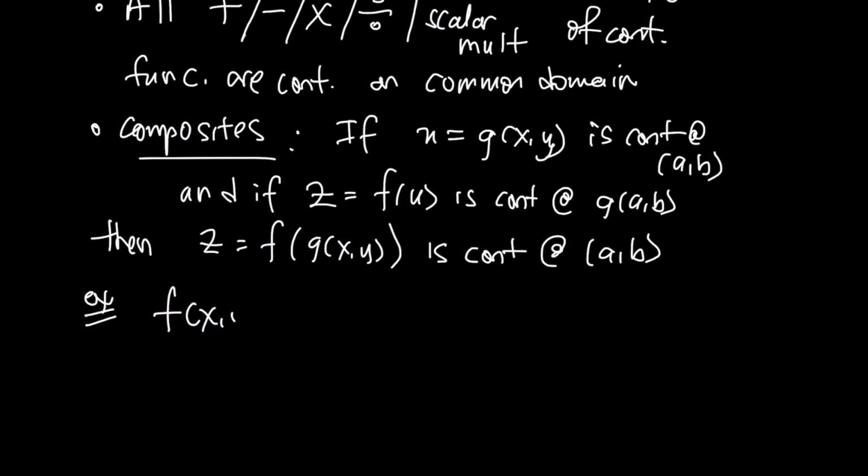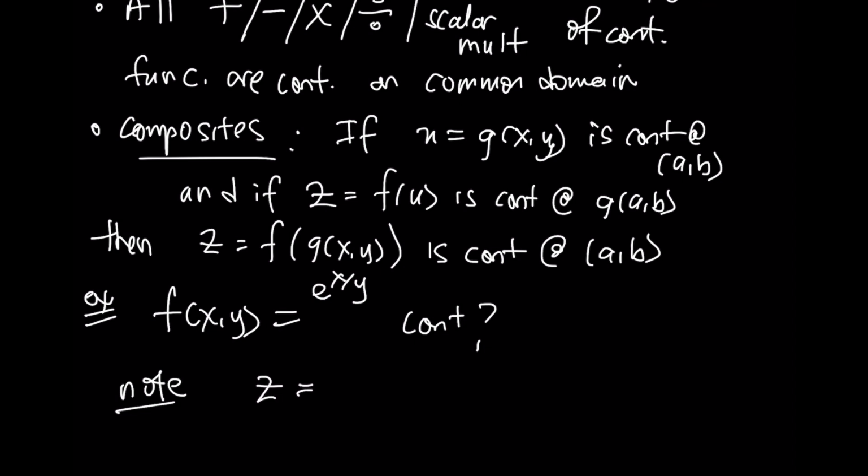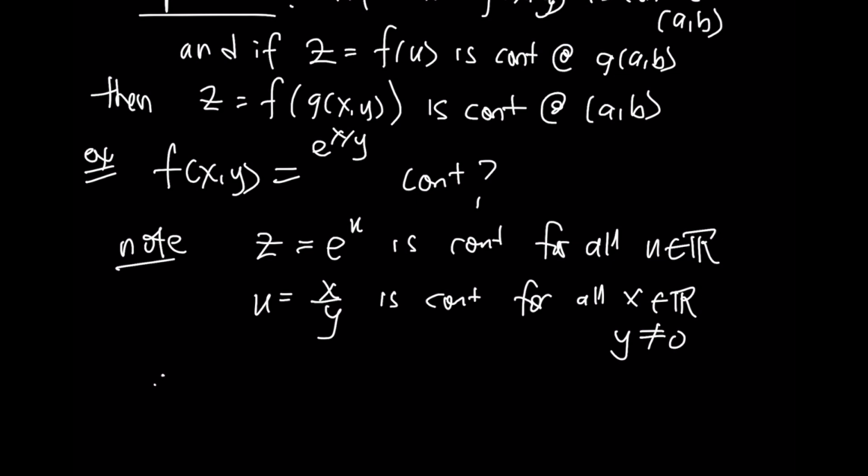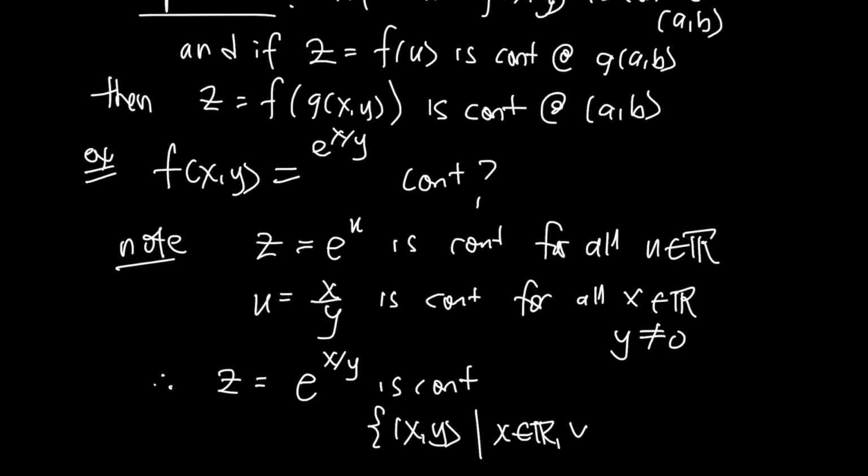So if I give you, for example, this function e to the x over y, and I say, where is this function continuous? z equals e to the u is continuous for all real numbers u. This thing, u equals x over y, is continuous for all x being a real number, but y can't be 0. And that means then that this composite function, e to the x over y, is continuous for the set of points x and y such that x is a real number and y can't be 0.